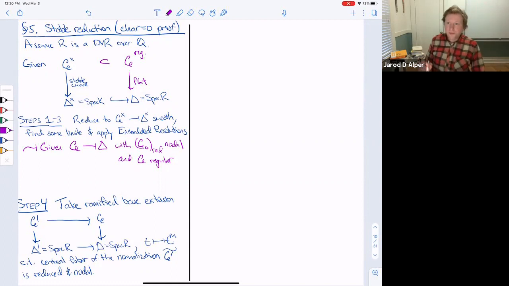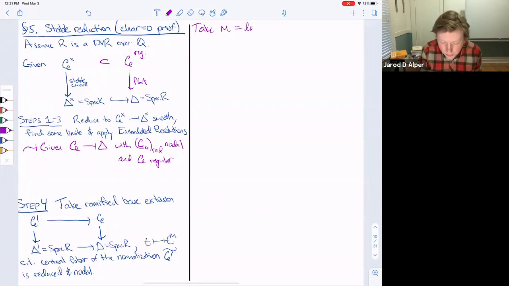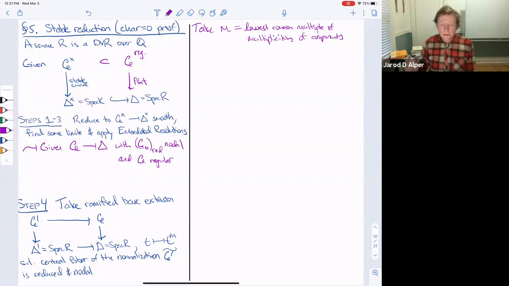Okay, so now in step 4, we take a ramified base extension. This is just a base change of DVRs, defined by t goes to t to the m, where t is the uniformizer in the DVR. And what do we take m to be? We take m to be some integer dividing all the multiplicities of the central fiber. If you want, you could take it to be the lowest common multiple of the multiplicities of the components.